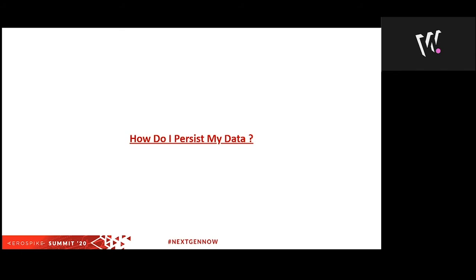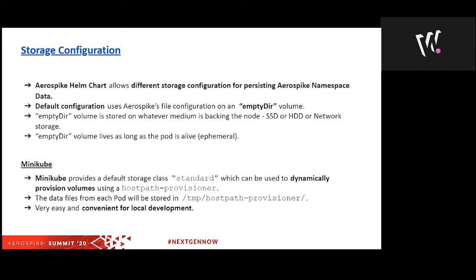So next, the question comes up is how do I persist my development data, which is effectively the storage configuration. By default, in the Helm chart, the Aerospike configuration that is used is a file-based storage configuration, and on the Kubernetes level, it's an emptyDir volume. So the volume is ephemeral, so it can survive only as long as your Aerospike pod is alive. When you take down the pod, the volume goes away. So it's not persistent.